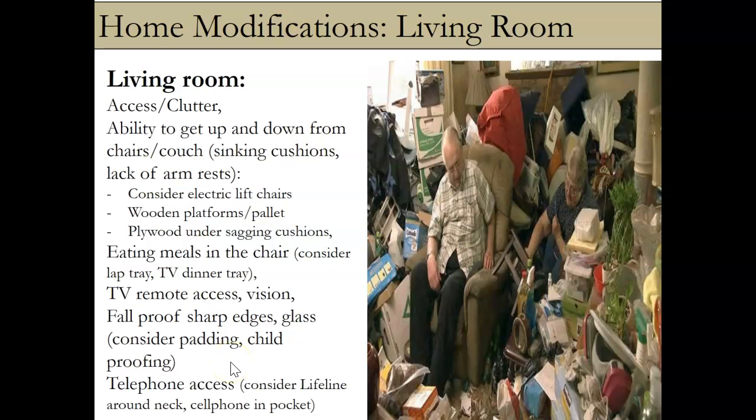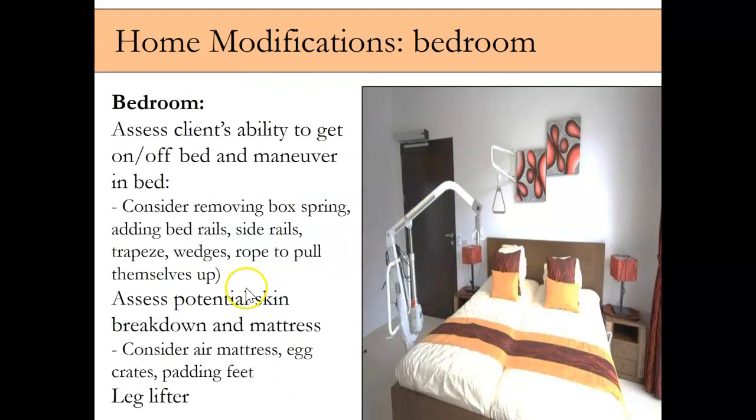Sharp edges, glass. If they're falling all the time, you've got to think about padding it, almost like childproofing. Telephone access. A lifeline, something around the neck or the wrist, is the ideal. They don't want to pay for that. They aren't into that. At least a cell phone. Keep the cell phone in your pocket in case you fall.